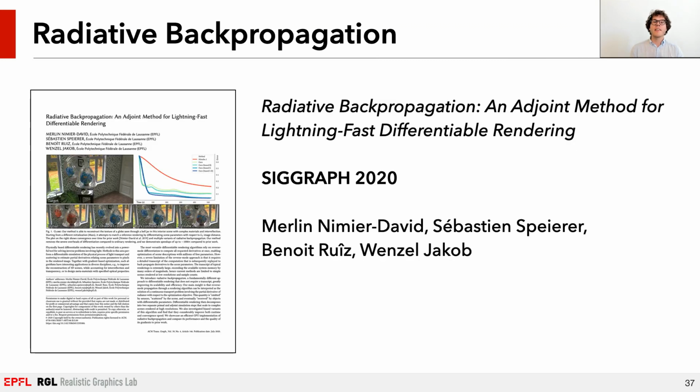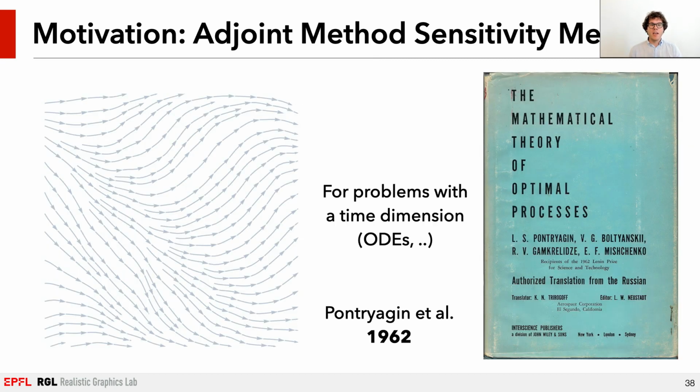We'll be presenting a paper at SIGGRAPH with Merlin, Sebastian, and Benoit that I think solves this memory problem for good. And it's motivated by what is called the Adjoint sensitivity method from the area of optimal control, which is a method for differentiating things like ODEs that have a dependence on time. Imagine that we have a vector field which influences a particle. We can then run an ODE solver to tell us how that particle moves over time.